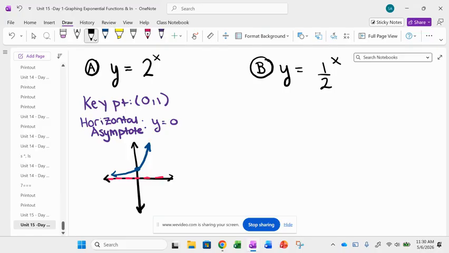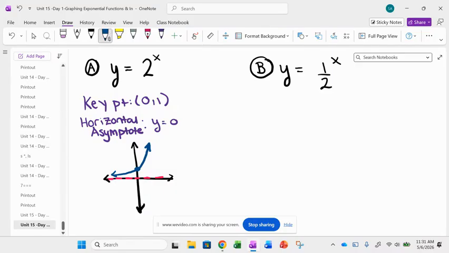How many people say yes? How many people say no? Okay, so how did we figure out that there was a horizontal asymptote at y equals 0 here? Becca: Because there's nothing that x can equal that would make y 0. Perfect, because there was nothing that we can input for x that would make y 0. So we know that y will never be 0 at any point on this graph. So we have a horizontal asymptote at y equals 0.